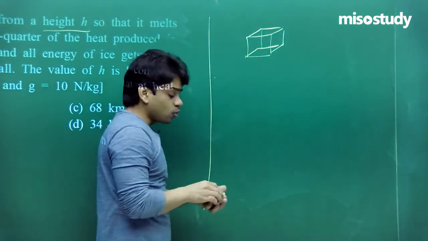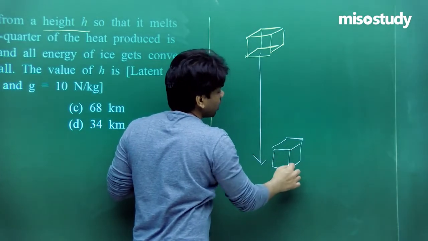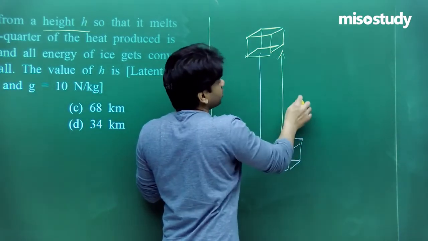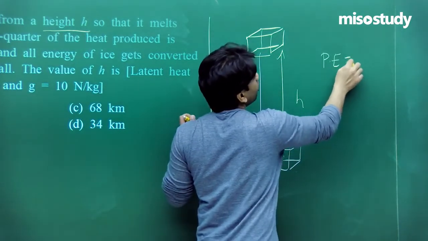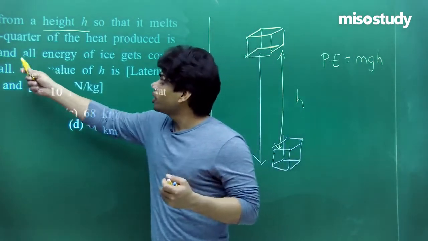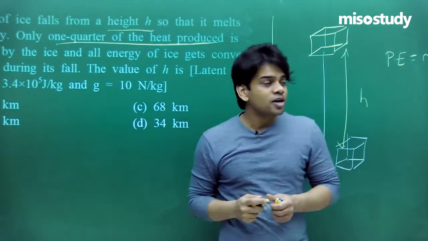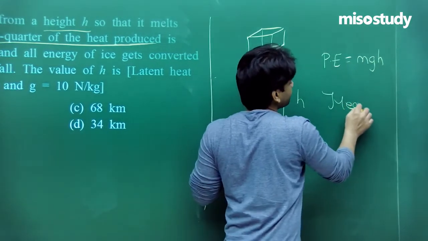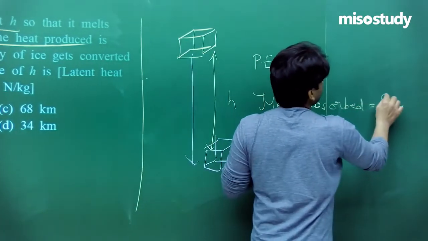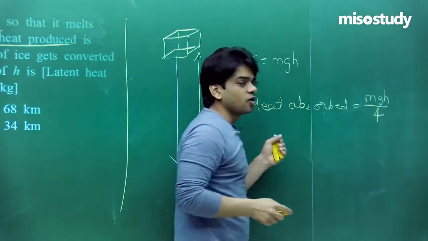As it falls through height h, all its potential energy will be used up and lost, and it will get converted into different forms of energy. So this is height h. The potential energy it possesses at the topmost point is mgh. It says that only 1/4 of the heat produced is absorbed by the ice. So we can say heat absorbed is equal to mgh by 4. That's quite simple. mgh by 4, we can say that because 1/4 is absorbed and all the energy is converted into heat.